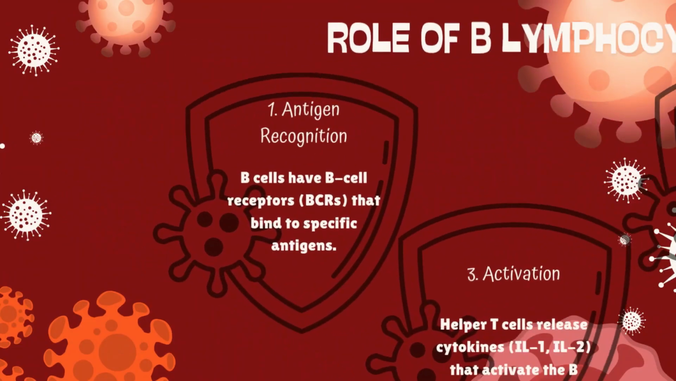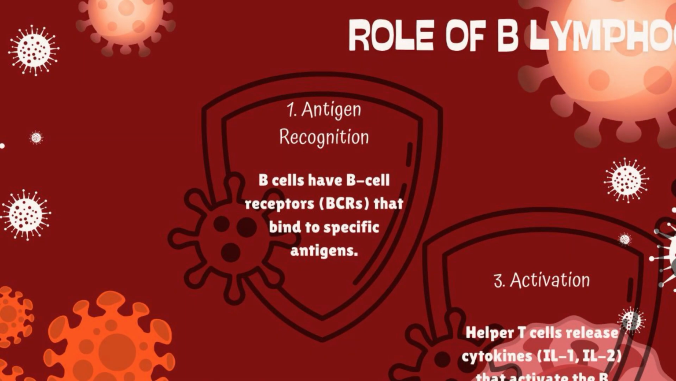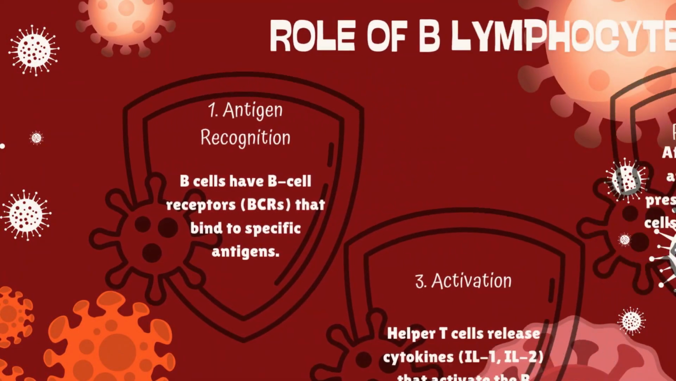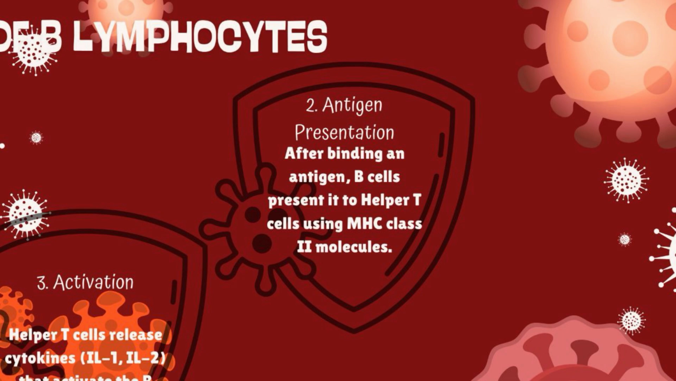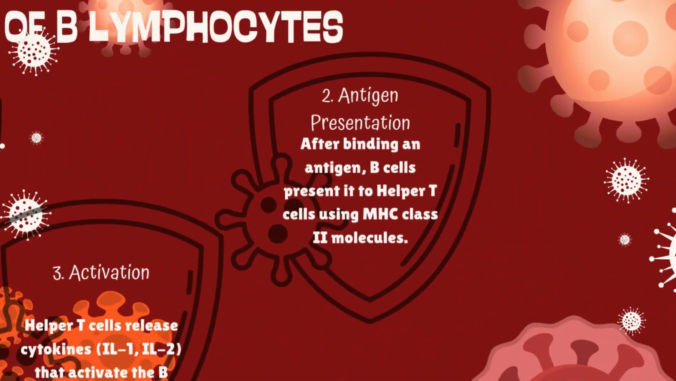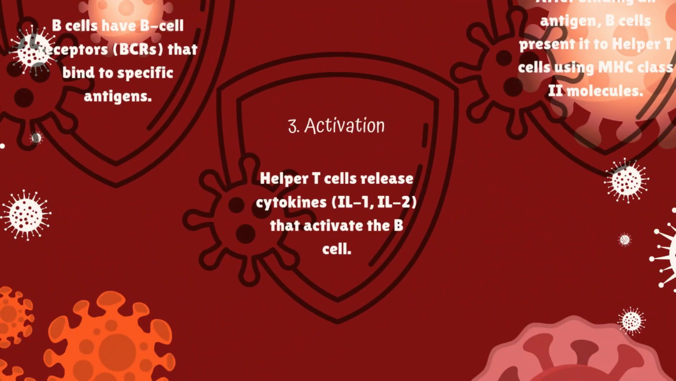First, antigen recognition. B cells carry special receptors on their surface. These receptors recognize and bind to specific antigens such as bacterial proteins or viral particles. Next, activation of B cells. Once the antigen is found, the B cell presents it to the helper T cells using MHC class II molecules. The T cells in turn release cytokines like interleukin-4 and interleukin-6, which activate the B cell further.